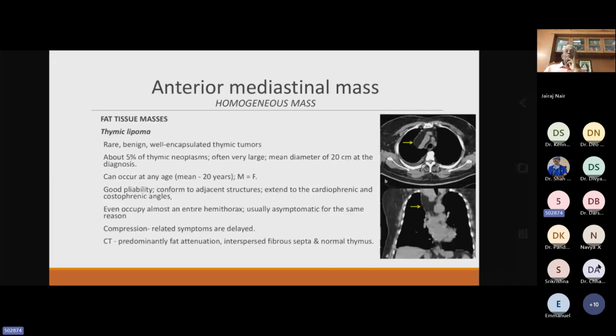Thymic lipomas, rare, benign, well-encapsulated thymic tumors. About 5% of thymic neoplasms, often very large, mean diameter of 20 cm at the time of diagnosis. It can occur at any age, but most commonly seen at the age of 20 years, with no sex predilection. Good pliability, conforms to adjacent structures, extends to the cardiophrenic and costophrenic angles, even occupies almost the entire hemithorax, usually asymptomatic for the same reason. Compression-related symptoms are delayed. CT shows predominantly fat attenuation, interspersed fibrous septa, and normal thymus.